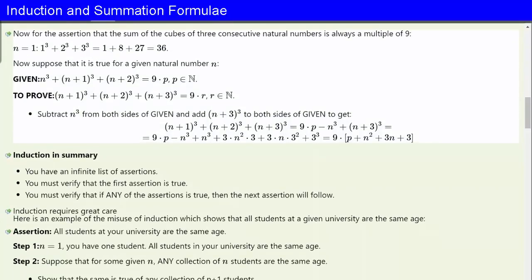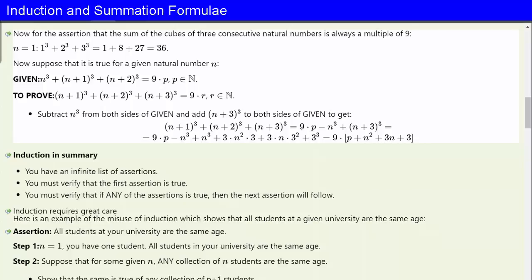Any induction argument requires some artistry in getting to the next domino. Let's have a look at our second problem. The assertion that the sum of the cubes of 3 consecutive natural numbers is always a multiple of 9. We checked the case n equals 1 earlier. We added up 1 cubed plus 2 cubed plus 3 cubed, and we got 36, which is, of course, 9 times 4. Now suppose that the formula is true for a given natural number n. We write given: n cubed plus n plus 1 cubed plus n plus 2 cubed is 9 times some number p, p being a natural number.